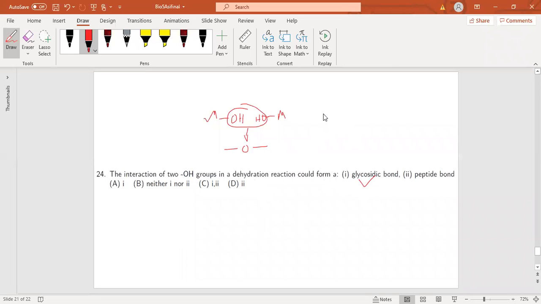So this is a valid dehydration reaction. Peptide bonds are between amino acids. If you take two amino acid structures, so N, C, C, and on this side we have a carboxylic acid group, and over here we have an N, C, C, and this nitrogen has two H's, not an OH. Even though it's a dehydration reaction, it is not an interaction between two hydroxyl groups. It's just between an OH and an H. So this is a very specific question, and the answer would only be glycosidic bond. In this case, our answer is A.